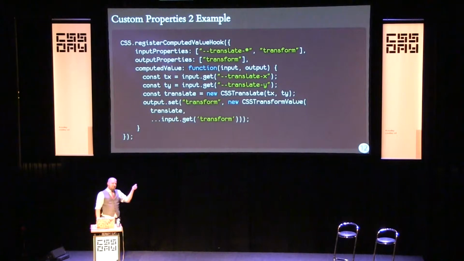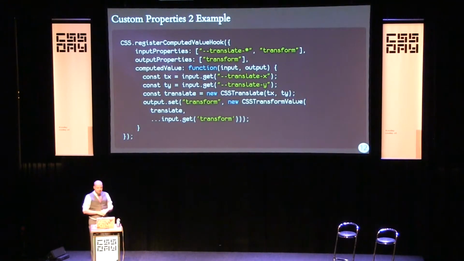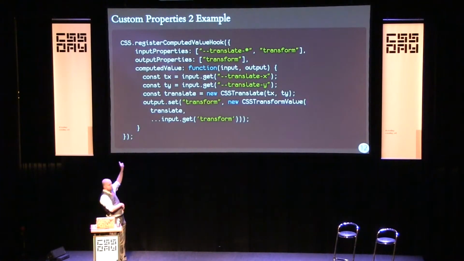And then this is the example syntax. It'll look something like this in the future. So treat this as a possible future. We register a computed value hook. This is whenever we're figuring out the computed value of, in this case, the transform property listed under our outputs. We're going to figure that out by looking at the transform property's specified value and the specified value of any property with a --translate prefix. That's what the star means, everything like that. This will let us handle an X and a Y. You could do a Z as well, but in this example, I'm keeping it simple.